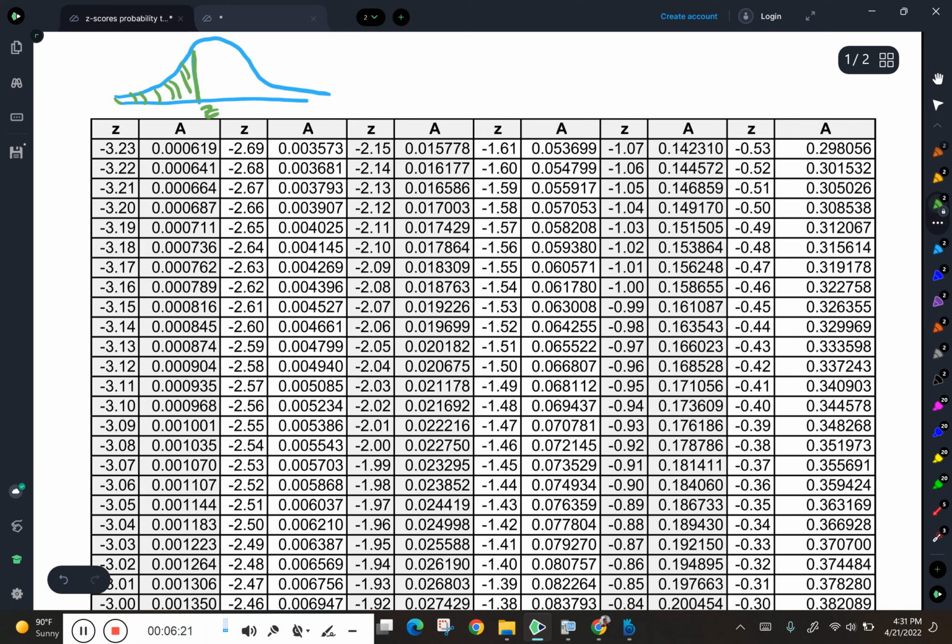That's not what I want. I want the right tail. So I'm going to have to use that trick that we used before, where our right tail is just 1 minus our left tail.